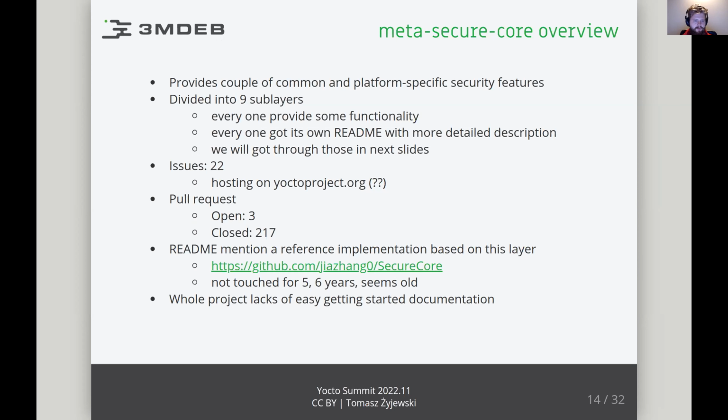There were about 22 issues. One of them mentioned maybe hosting this layer on the Yocto Project org site. If that were done, then maybe more people would get interested in this layer and make it more popular and more reliable. Also, there are a couple more statistics here. There were 3 open pull requests a couple of days before and over 200 closed, so we can see that this layer is always updated.